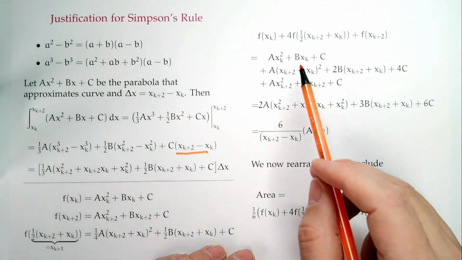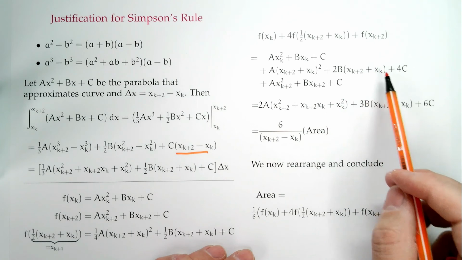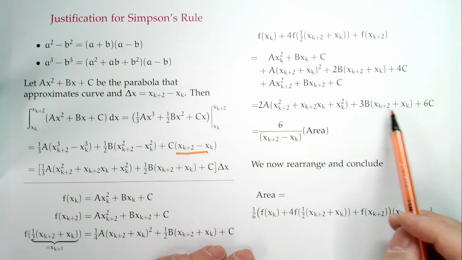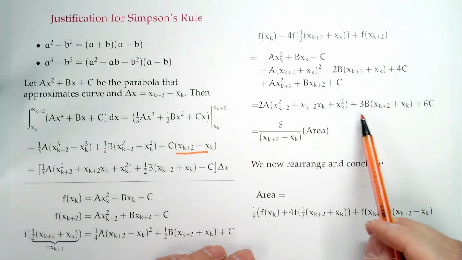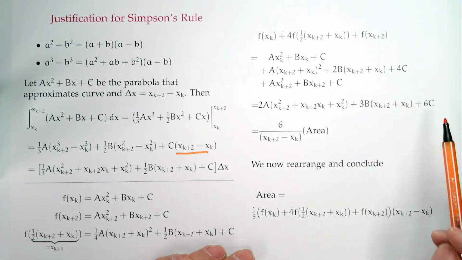Similar for the b term. You've got b times xk. Well, here's another 2b times xk, so that gives us 3b times xk. And similarly, there's a 3b times xk plus 2. And for c, 4c plus c plus c is 6c.